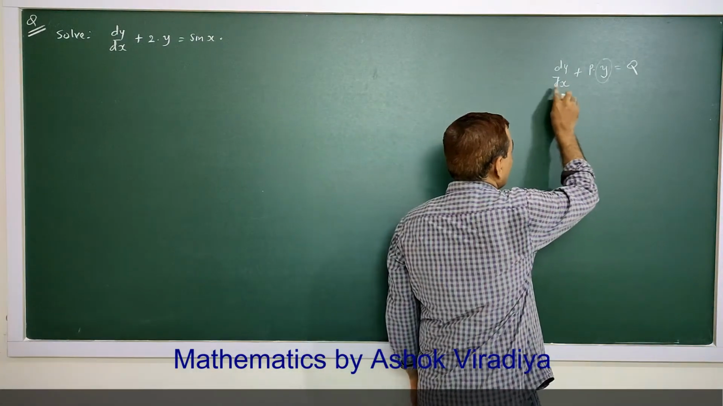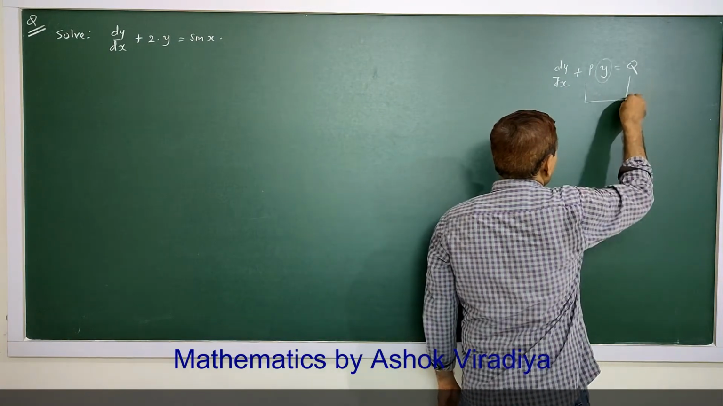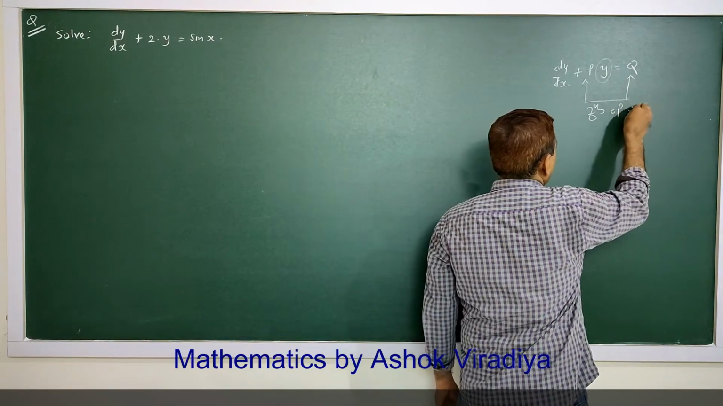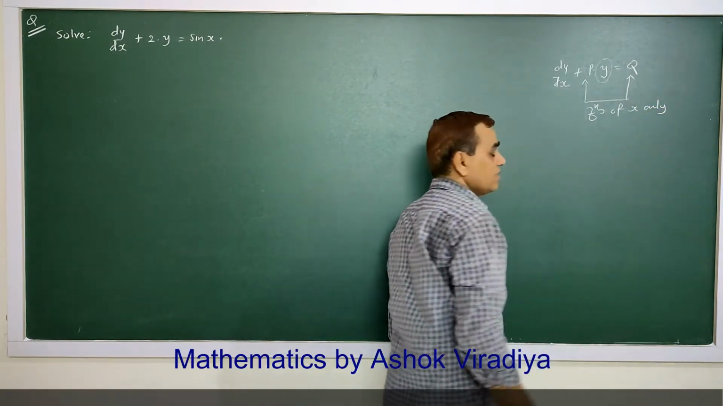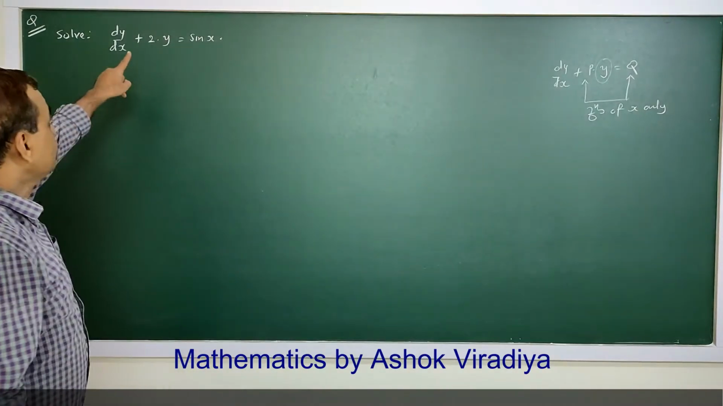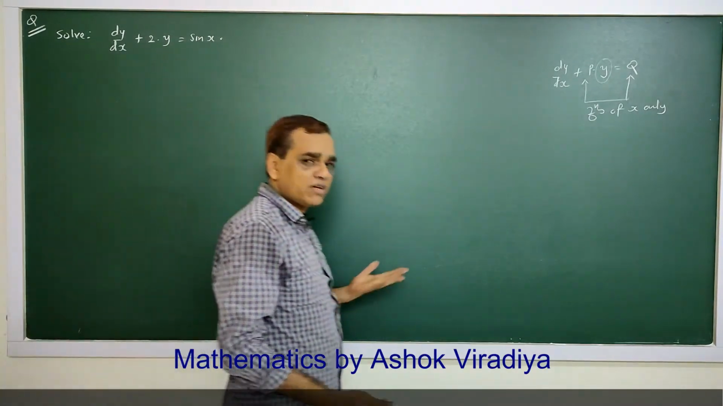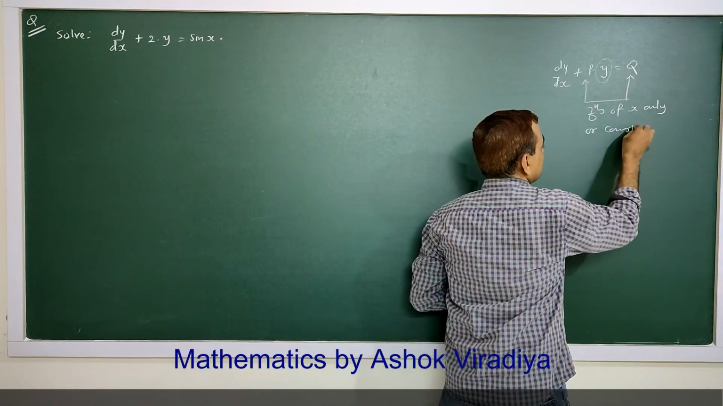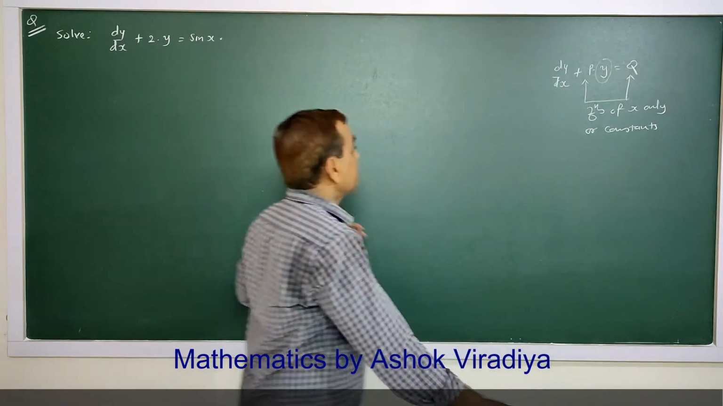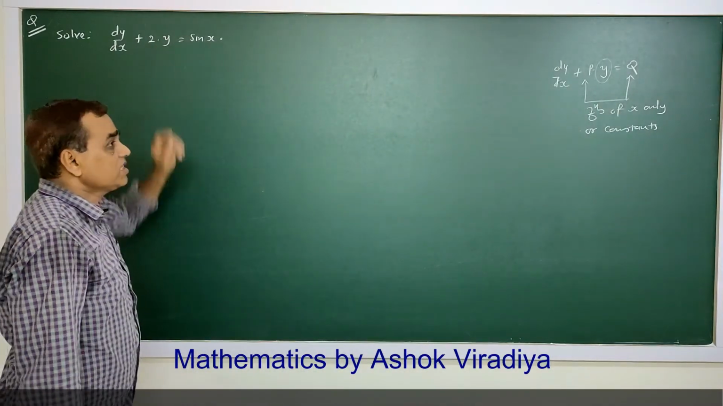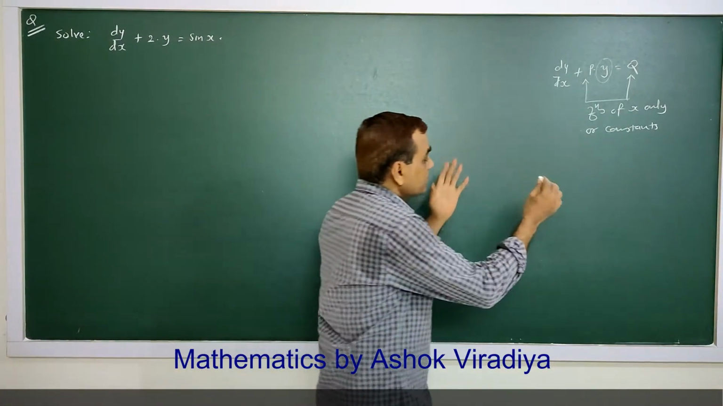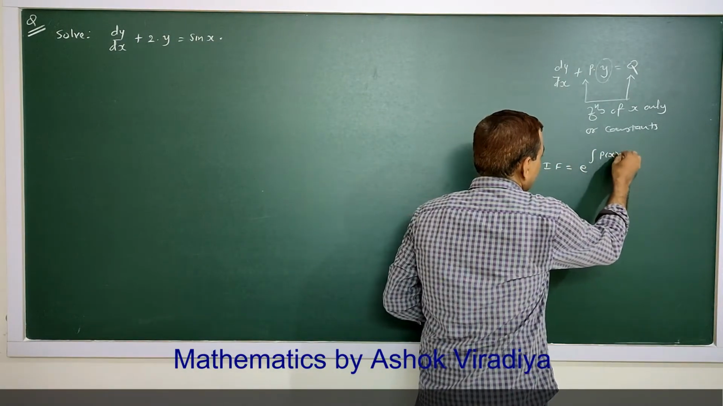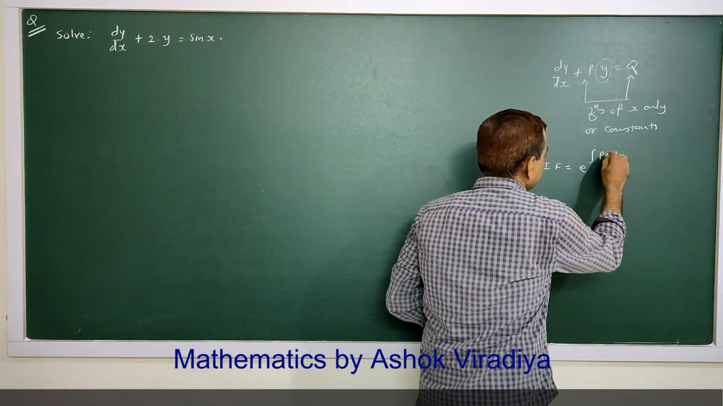Then if the equation is of this form, then p and q will be functions of x only. So here p is 2, q is sin x, functions of x only or constants. Here p is constant, q is sin x. So when such a form is given, the formula for integrating factor is e raised to integral of p dx.